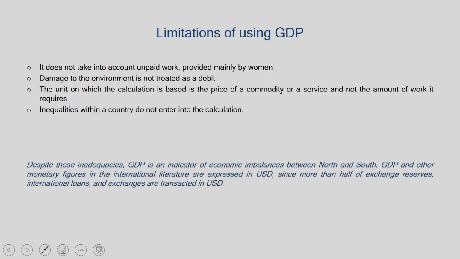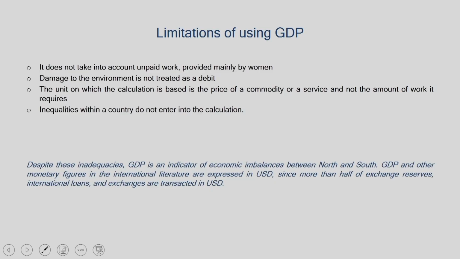The fourth limitation is that inequalities within a country do not enter into the calculation of GDP. We know that there are sharp income differences within a country. However, since we are looking largely at the organized formal sector in which goods and services are produced, the informal sector or the unorganized sector is largely left out of the valuation of GDP, and consequently, inequalities of incomes do not get captured in the GDP calculation.